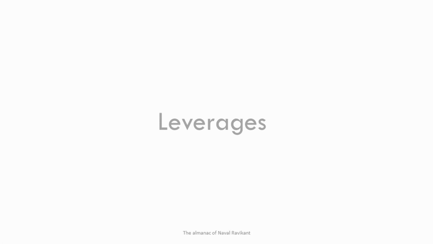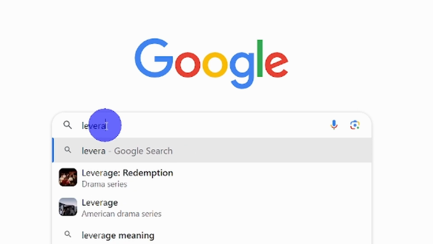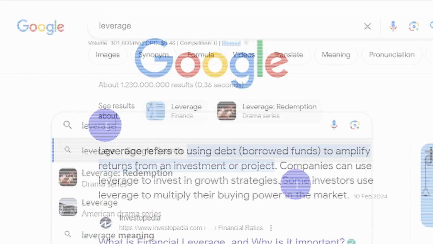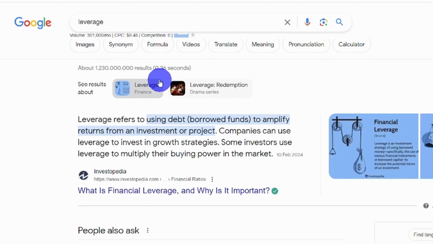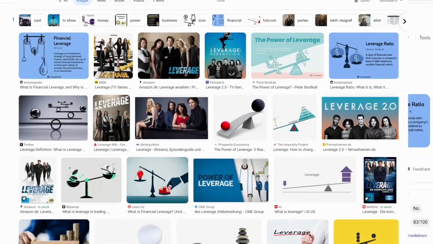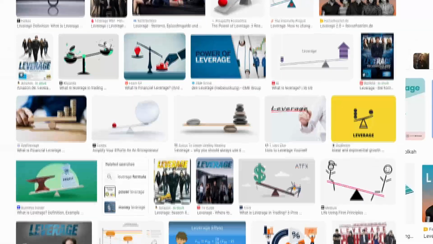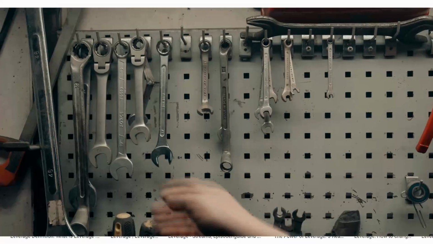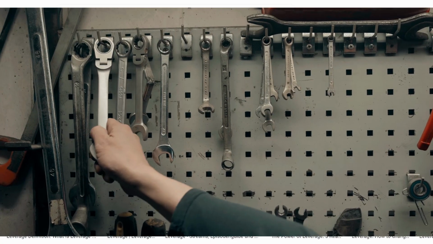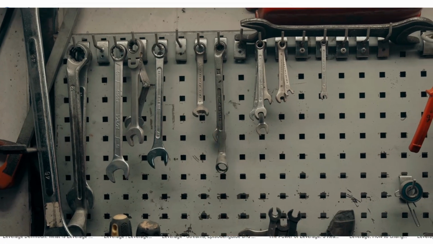Leverages. Now, let us begin by using Google to know what a leverage is. It comes in many types and flavors, from finance to mechanical systems like wrenches or spanners to games. Leverages are everywhere. So, what do leverages do?